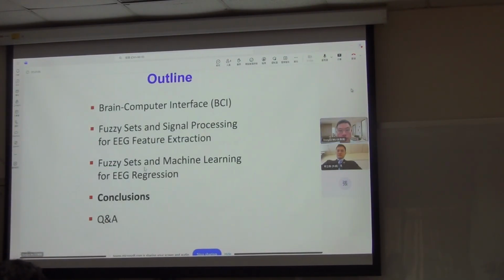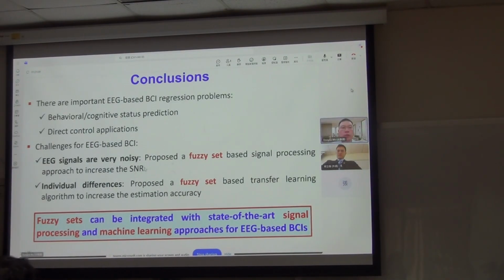Finally, conclusions. There are some very important EEG-based BCI regression problems, including behavioral or cognitive status prediction or direct control applications. Challenges for EEG-based BCIs include that EEG signals are very noisy, so we proposed a multi-set-based signal processing, actually spatial filtering, approach to increase the signal-to-noise ratio, and after that we can expect more useful features. And also, to handle individual differences, we proposed a multi-set-based transfer learning algorithm to increase the estimation accuracy.